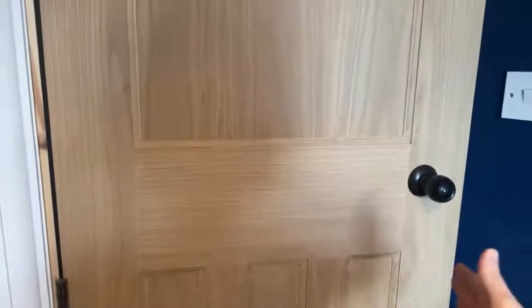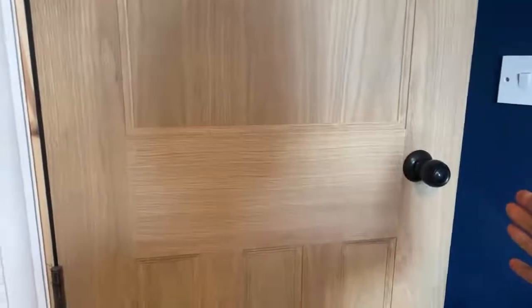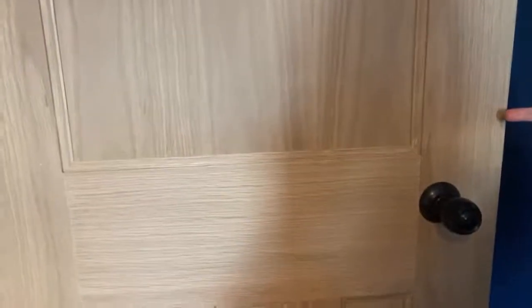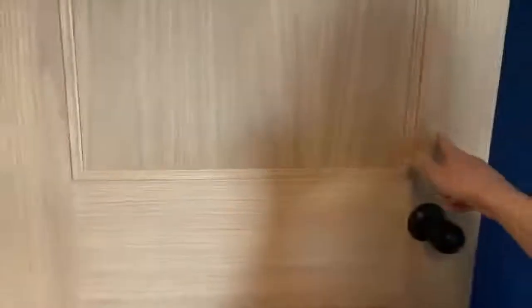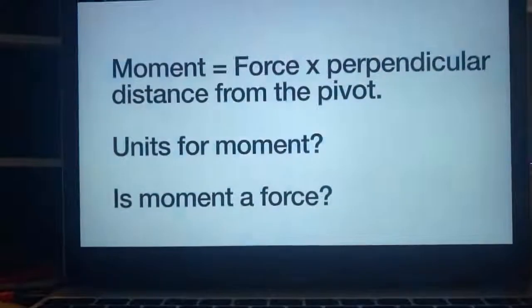So for example, if I apply an absolutely enormous force really far away from the pivot of this door, but I'm pushing in that direction, like towards the door frame, that is not the perpendicular distance from the pivot, because the distance between the force and the pivot is in the same plane as the force is acting. They're parallel, so it's not making any difference at all. The force has got to be at right angles from the distance to the pivot.